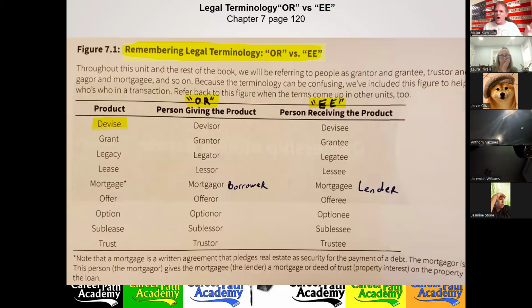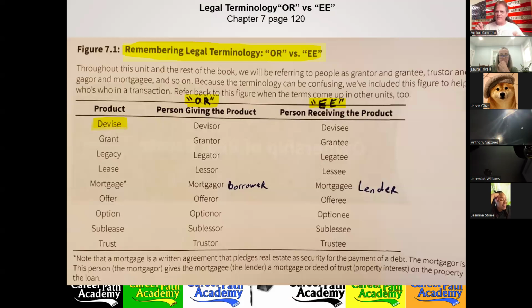The mortgagor is the borrower. Hard to forget, right? Who's the mortgagor? The borrower. Come on. It's a little rhyme. It kind of rhymes, right? The mortgagor is the borrower. Hopefully, my annoying voice gets stuck in your head so that you remember it come exam time.